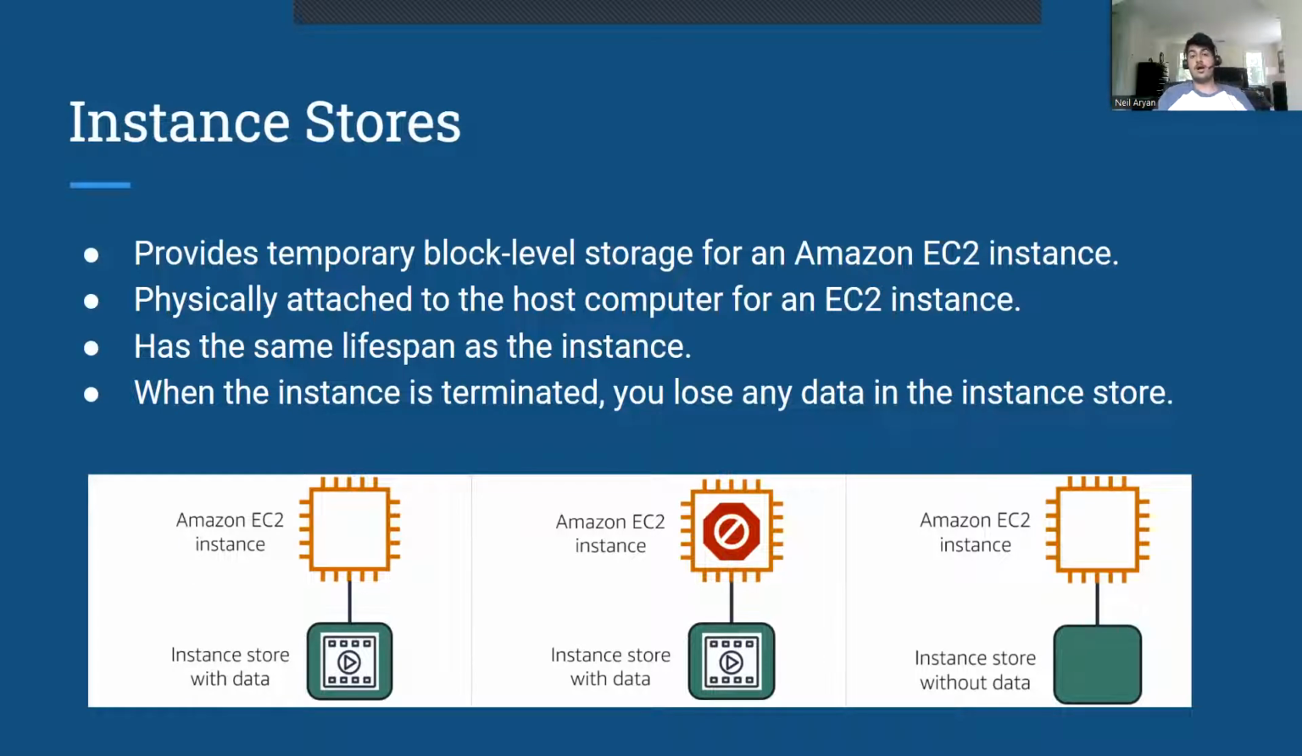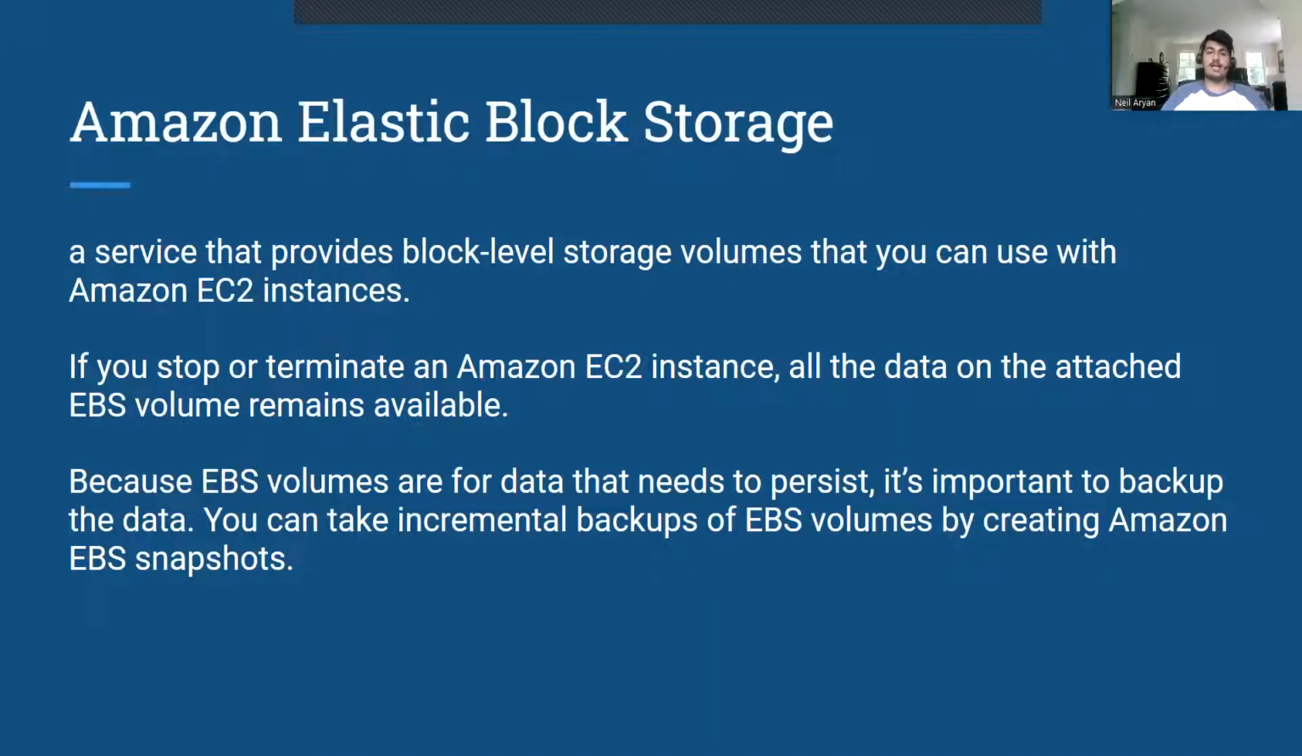Now, in order to not have this occur, say if we want to have the data retained and we want to transport it to another instance, then we would use Amazon Elastic Block Storage, which does the same thing. It pretty much stores volumes that you can use with EC2 instances that hold data. However, when you terminate the EC2 instance that has an EBS, all of the data retains. All of the data is still available even after the EC2 instance is terminated.